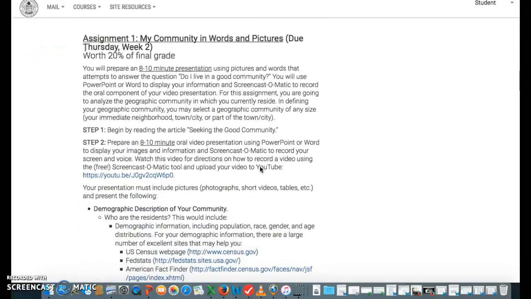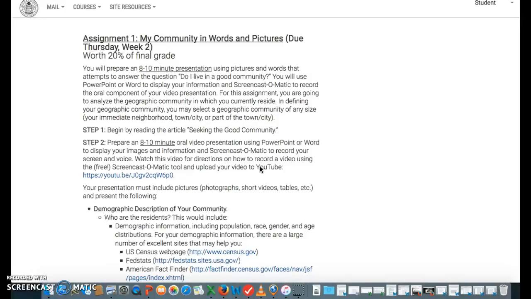All right, so the first assignment, as I said, you're going to be doing on your own. It's called My Community in Words and Pictures. For this assignment, you'll be preparing an 8 to 10 minute presentation using pictures and words to attempt to answer the question, do I live in a good community? So I'm not going to define that for you now. That's part of your reading for week 1.